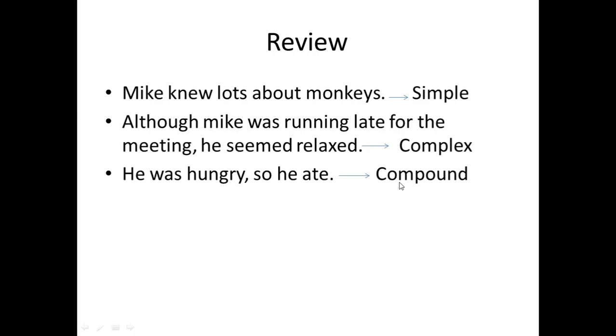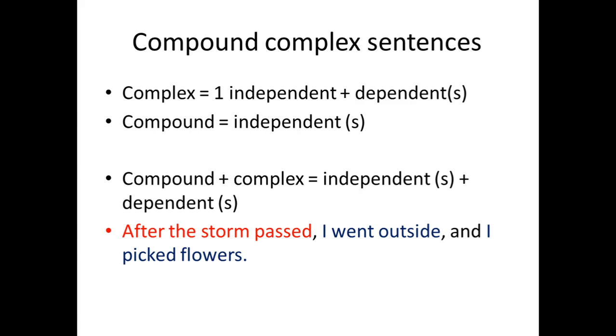So compound sentence, remember we said what? In a compound sentence, we have two independent clauses. We don't have dependent clauses in compound sentences. We only have independent clauses, okay? So he was hungry. This is one independent clause. It gives complete meaning, subject and verb. And then, so he ate, subject and verb, right? So we have two independent clauses, right? So therefore, we have a compound sentence, okay?